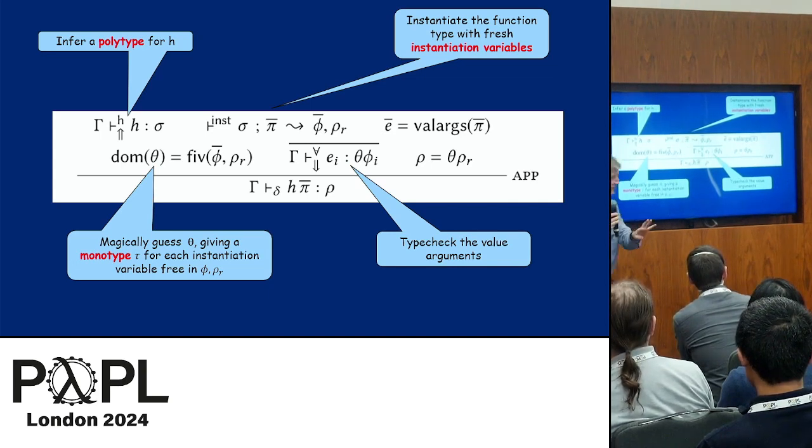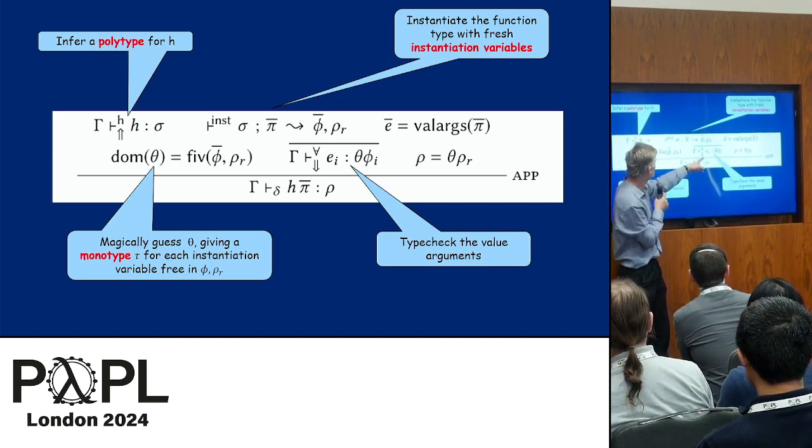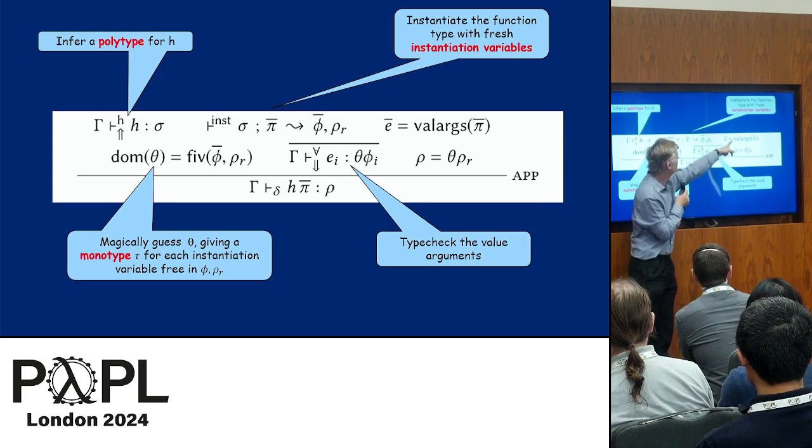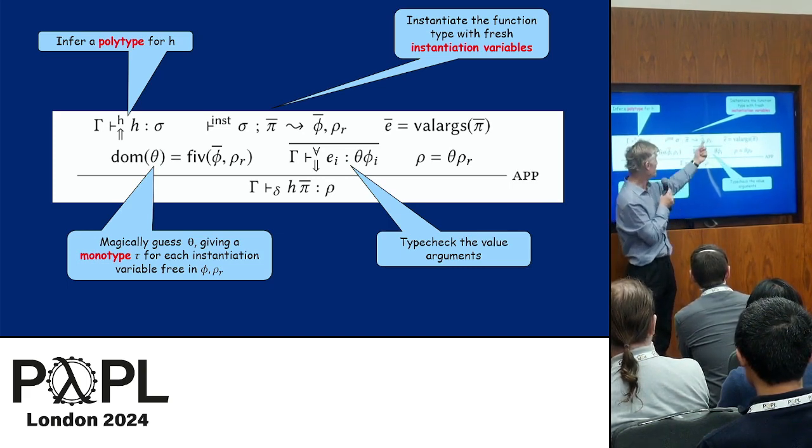Right, and once we've got that, now we can check, down arrow, that each of the arguments, E is the value arguments, has the type that you expected, that you got out of here.